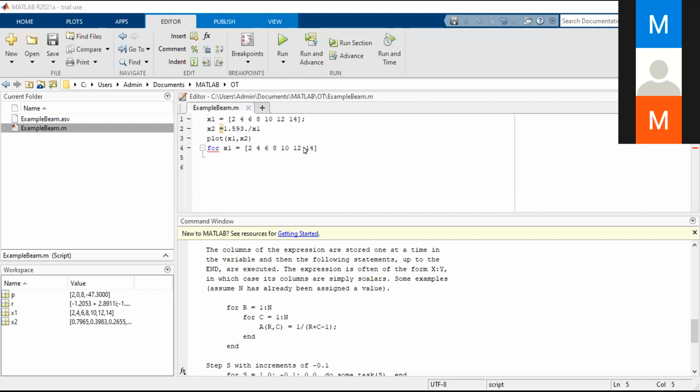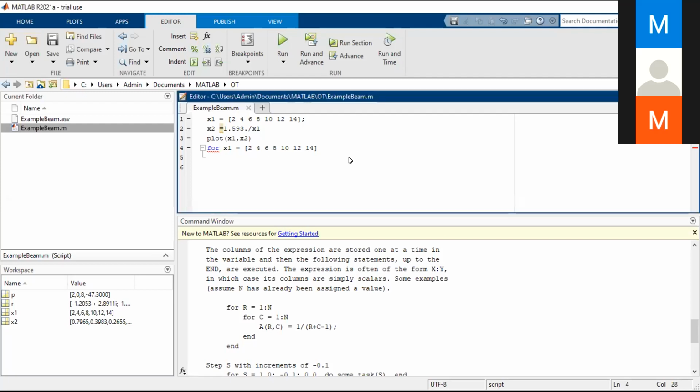When I am using this for and pressing enter, you can see it does not come out directly below the for. So there will always be some tab, otherwise it will give you an error. So what we mean by that? Whatever you are going to write will be under the for loop.